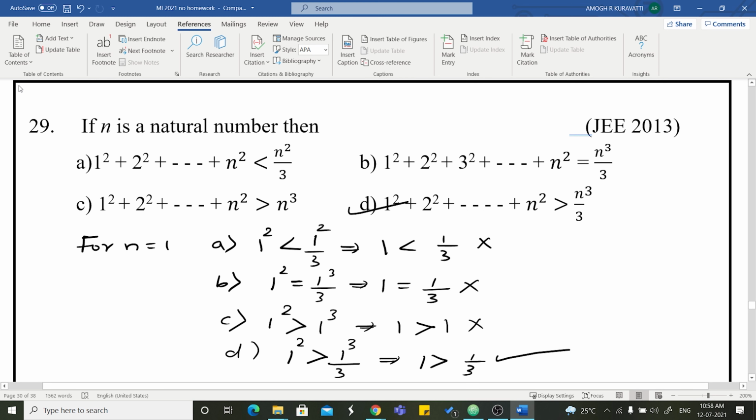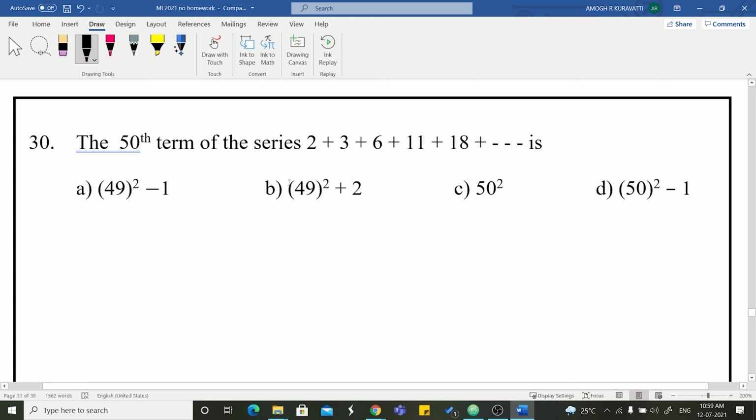Yes, last problem. The 50th term of the series 2 plus 3 plus 6 plus 11 plus 18 and so on. Again check it. First, whether the given data is in arithmetic progression? What is the difference of these two? 1. The next difference is 3. No, it is not in AP. This is the first series. Then take the difference.